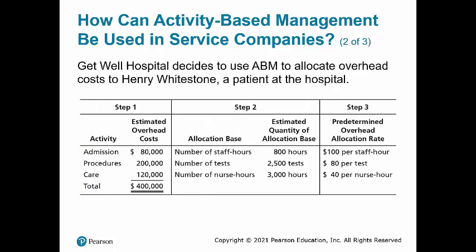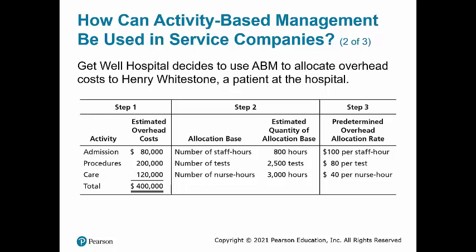So for this example, we are going to use Get Well Hospital. They have decided to use activity-based management to allocate their overhead costs for their patients. As we can see on this slide, in step 1, they identified the 3 activities of admission, procedures, and care and estimated the total overhead costs for each of those activities.